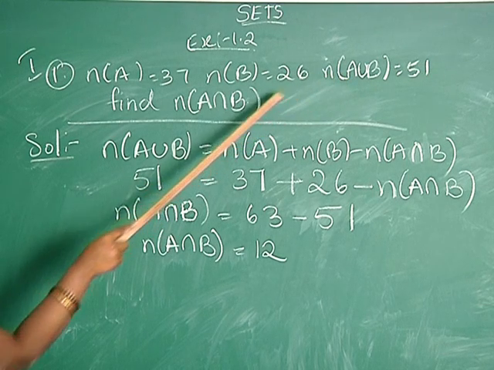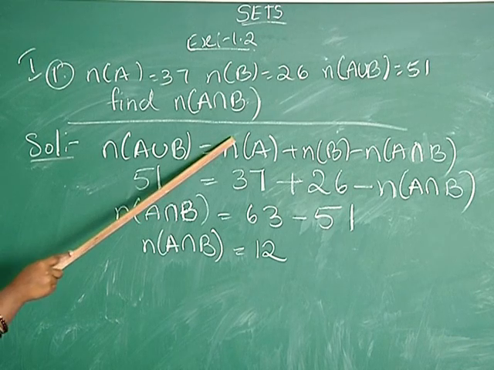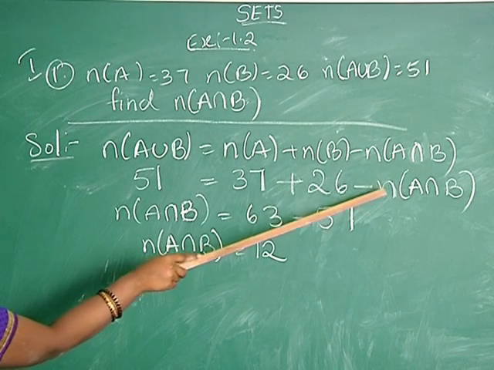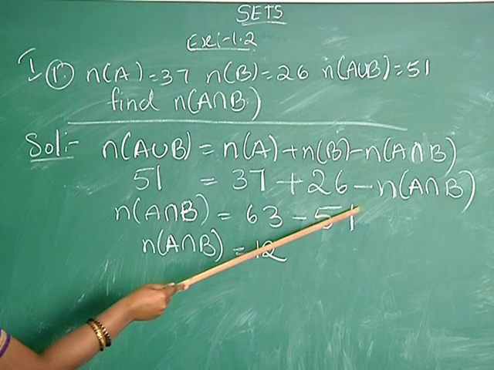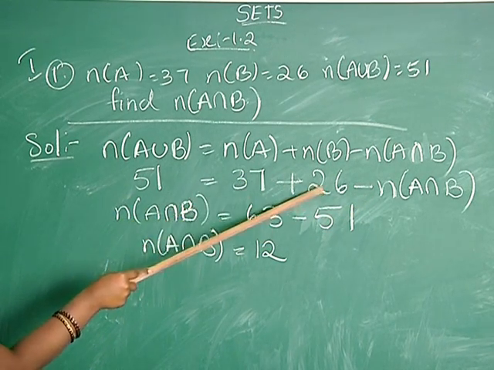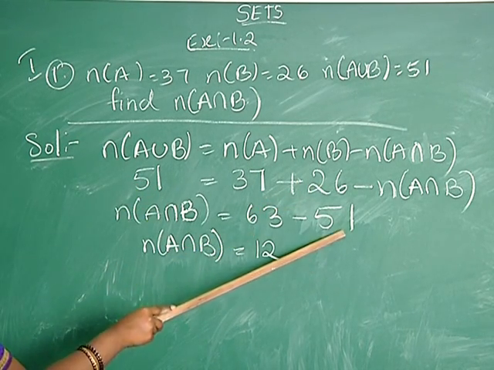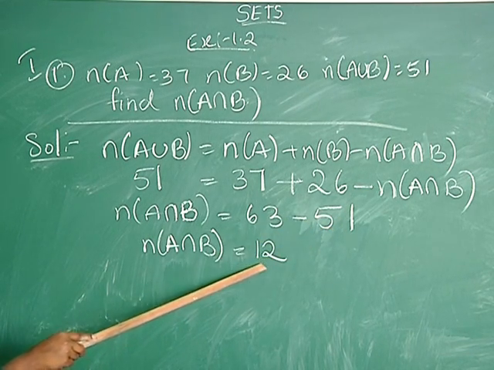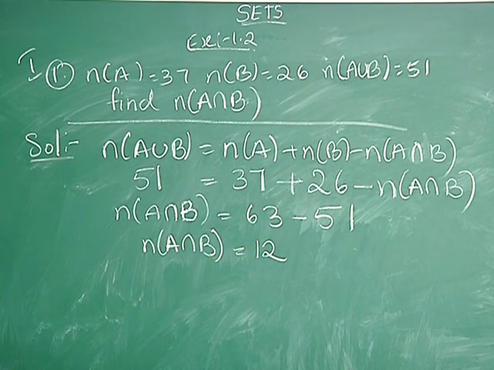So now in place of N of A union B, we are going to substitute the value 51. N of A is 37, N of B is 26, and we need to calculate this N of A intersection B. The minus values, when they go to the opposite side, will become plus. 37 plus 26 will become 63. Plus 51, when it goes to the opposite side, will become minus 51. 63 minus 51 is 12. Therefore, the N of A intersection B value is 12.